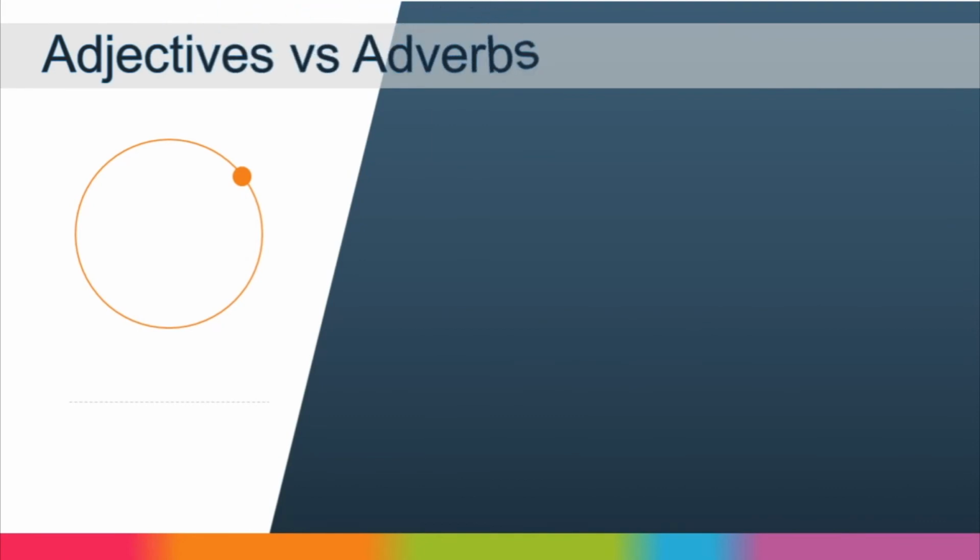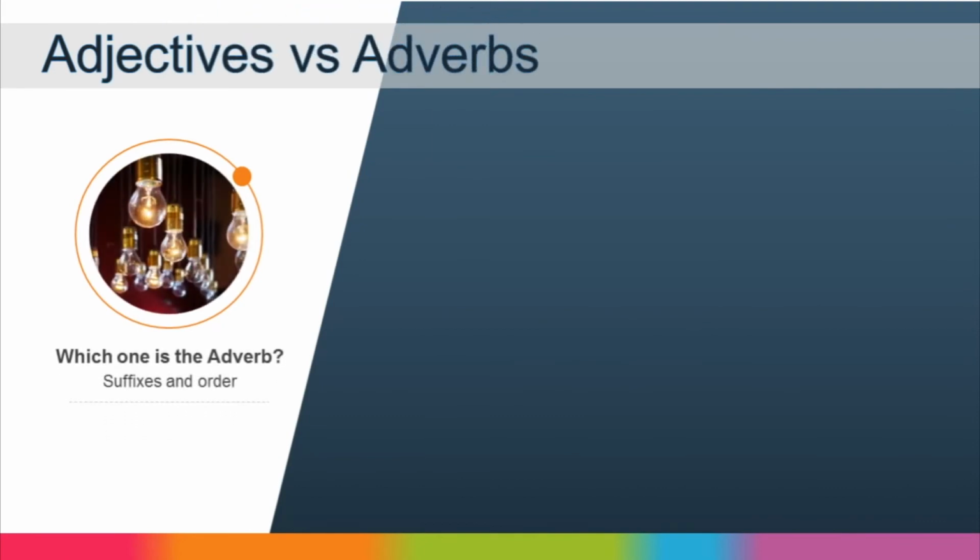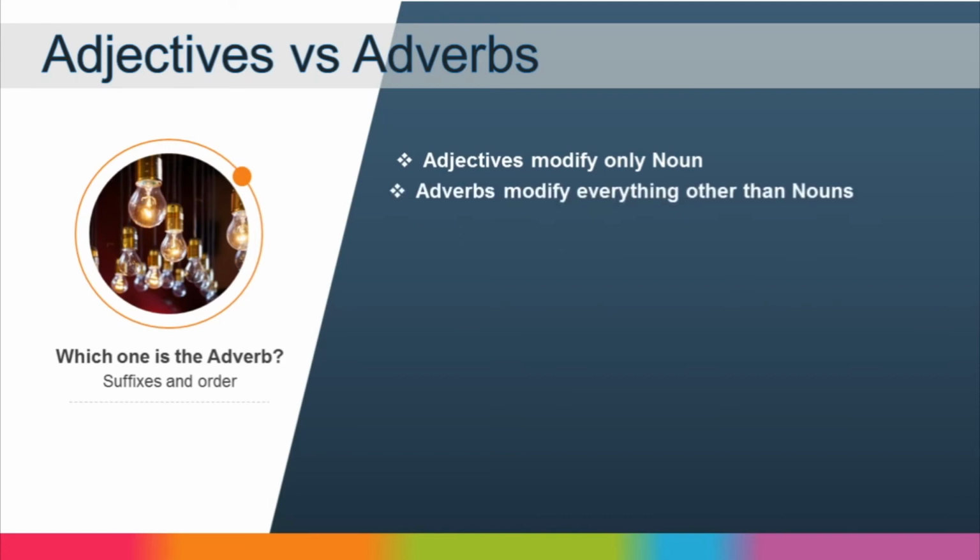Now let us move on to how to identify adjectives versus adverbs. So which one is the adverb? You can identify this using the suffixes and the order in which they are put in a sentence. First, adjectives modify only nouns, so adverbs are not usually put directly before or after a noun. Adverbs modify verbs, adjectives, sentences, and everything else other than nouns. This is just a way to remember things: adjectives modify only nouns, whereas adverbs modify everything else.